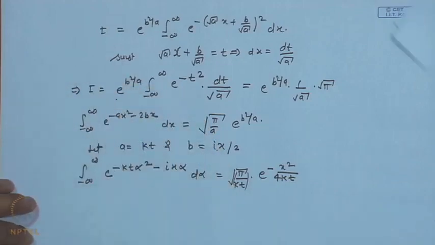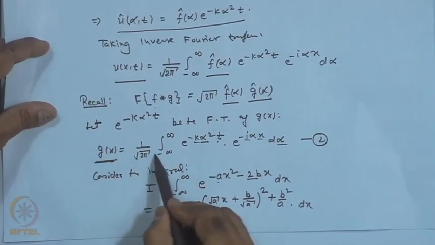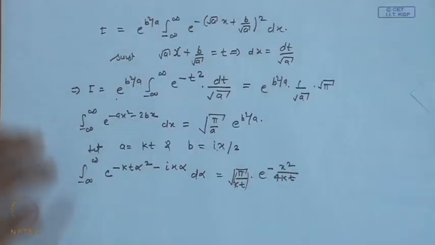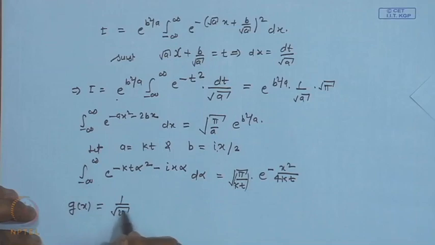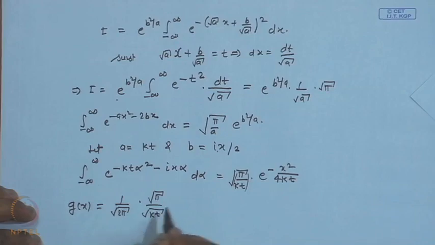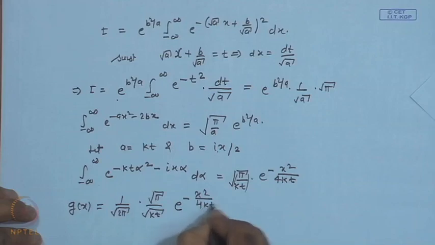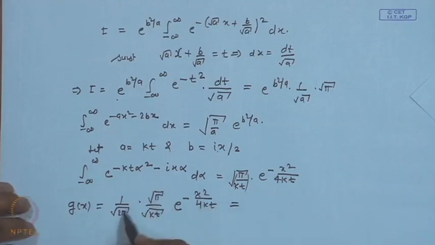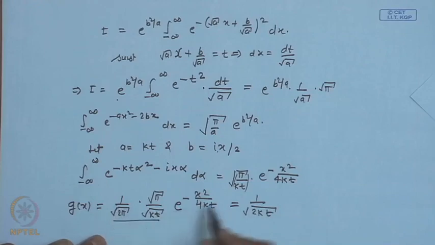So, now we go back to this integral g(x) to equation 2. This we have evaluated, and 1 over square root 2 pi will come. So, our g(x) is 1 over square root 2 pi, and we have square root pi and square root of this kt and e^(-x²/4kt). We simplify; square root pi will cancel out, and we have square root 2kt from here, and we have e^(-x²/4kt).